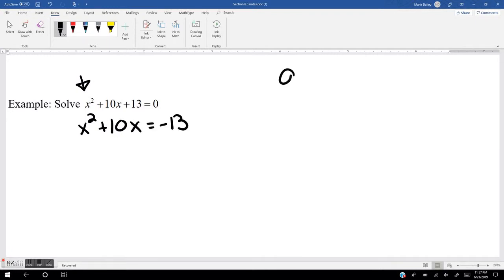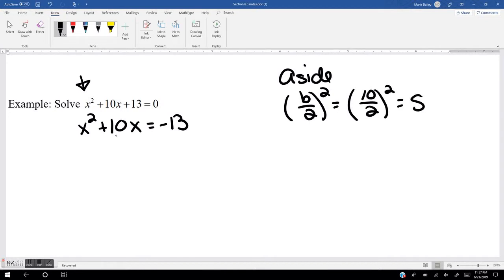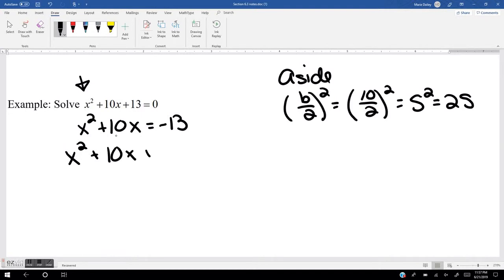In formulating my aside, again, that's going to be b over 2, square that, which gives me 10 over 2 squared, which becomes 5 squared, which is 25. So 25 is my magic number. Therefore, we're going to add that to both sides. This then gives me x plus 5 squared equals 12.